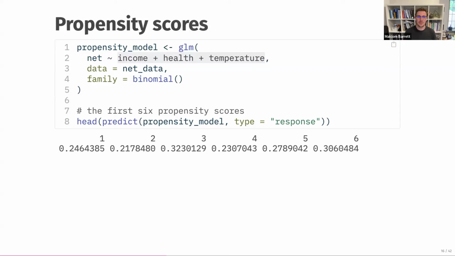So what we're building here is a probability model for net usage given the confounders that we need according to our DAG. And so those confounders are income, health, and temperature. So what we're creating here is quite literally a probability model. We're getting those probabilities, probability of net usage, conditional on income, health, and temperature. And so if we take a look at those, the first household had a probability of about 25% of using a net, 21%, 32%, 23%, and so on and so on.